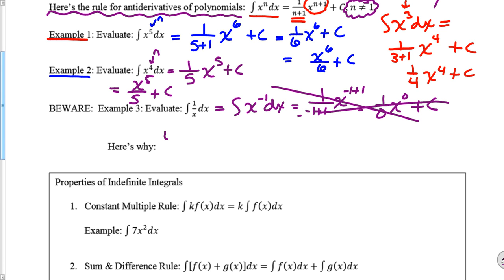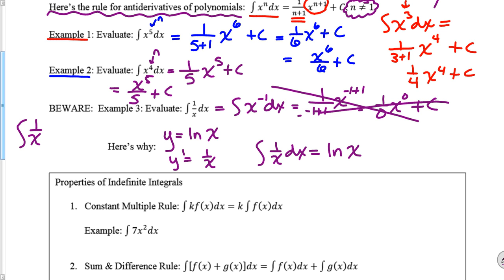But let's see what we do know. We learned a derivative of natural log of x. And when I take that derivative, I get 1 over x. Which means if I go backwards and I do the antiderivative of 1 over x, I should get natural log of x. So whenever you see just a 1 over x dx, that integral, that antiderivative, is going to be natural log of x plus c. I forgot my plus c over there. So please be aware of that one. Just keep your eye out for that one.